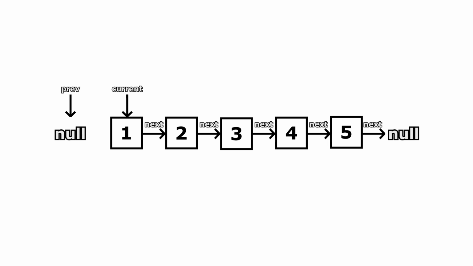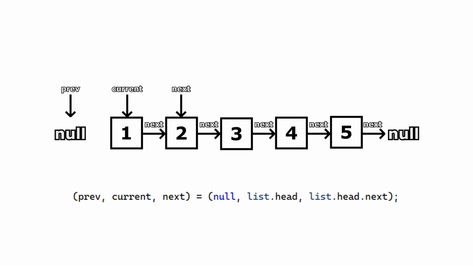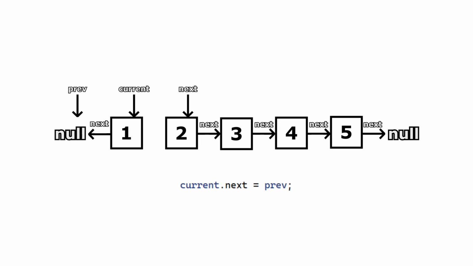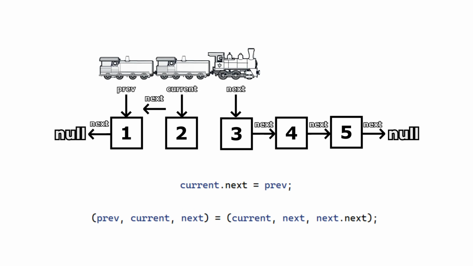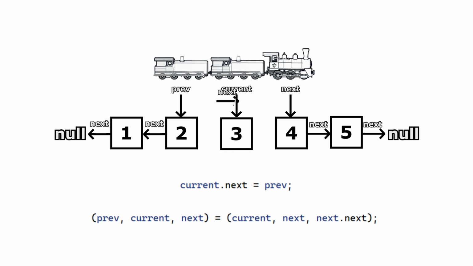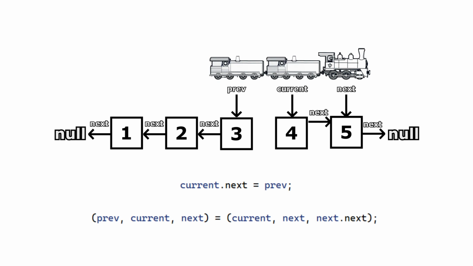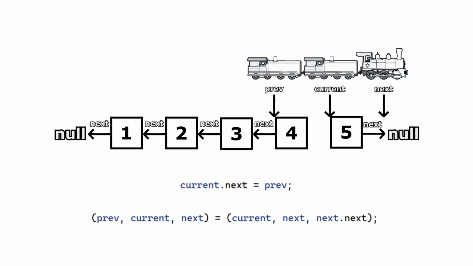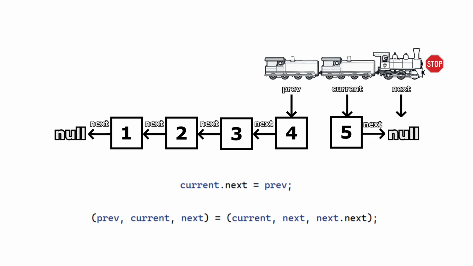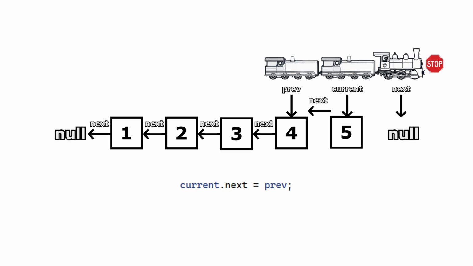Personally, I find it a bit easier to think about this if we keep 3 references: the current node that we're looking at, the previous node, and the next node. We step those 3 references through the list together, like a little train, choo-choo, and just reverse the current node's next pointer as you go. We stop when the next node variable goes off the end and becomes null. Note that here on the final step, we still need to update the current node's next pointer before we stop.